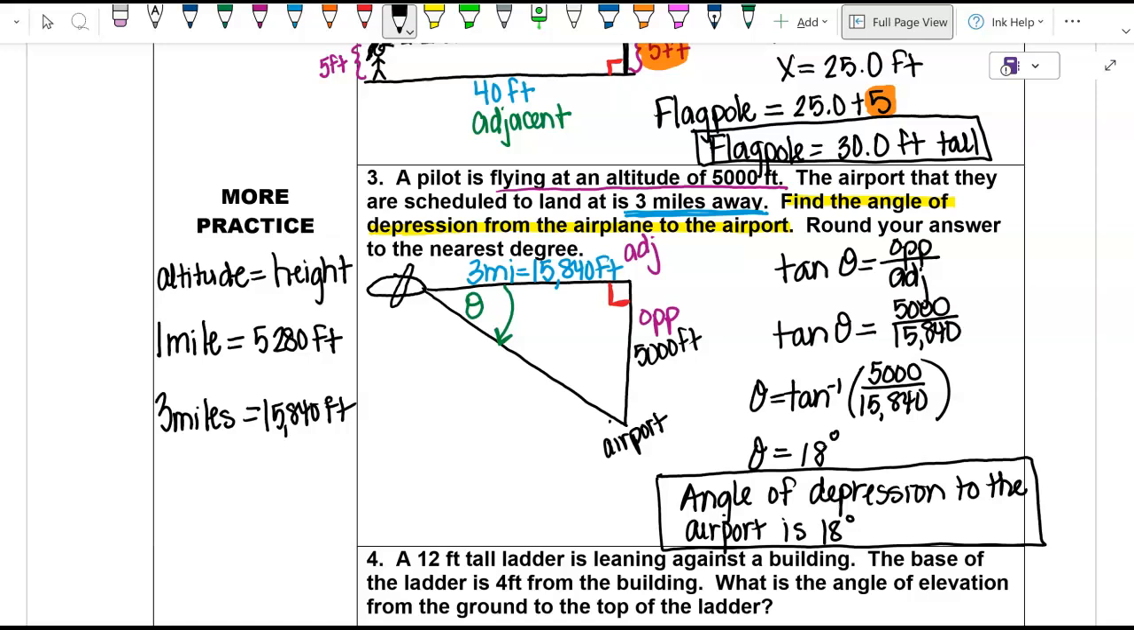So again, there's a lot to unpack in these problems that we have to pay attention to. And again, the hardest part is we have to draw the diagram. That does add a layer of difficulty to these problems.